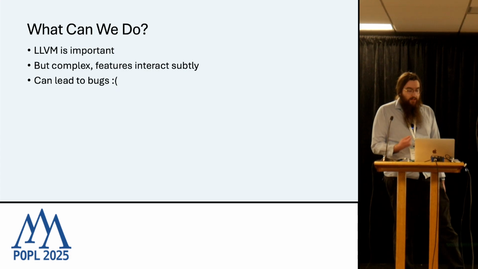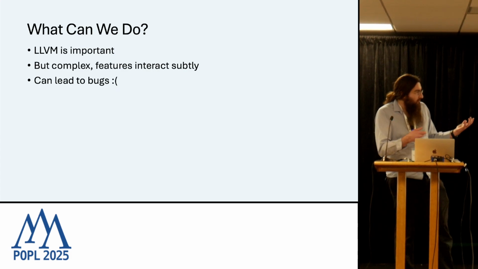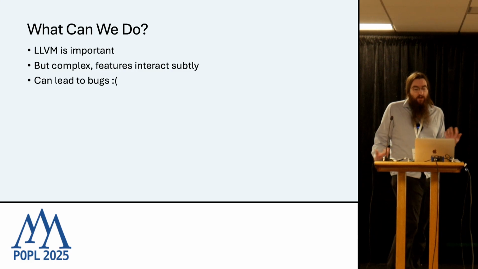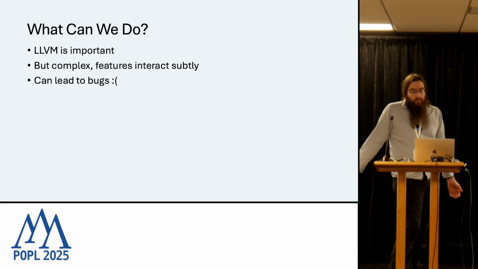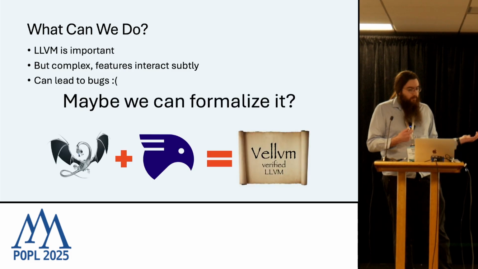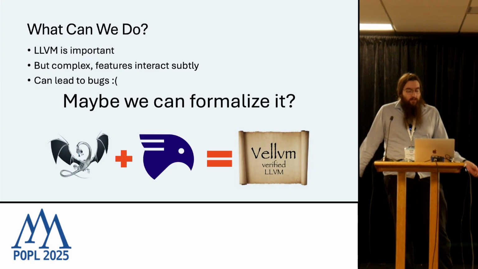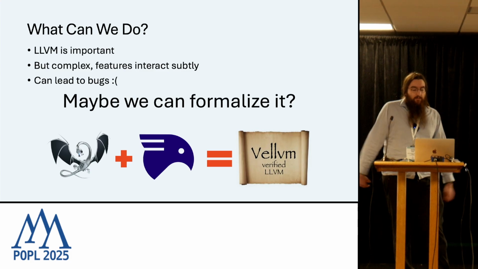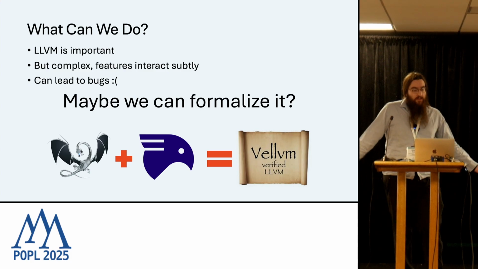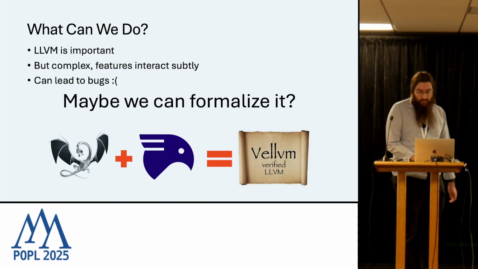LLVM is an important language used by many compilers, but it's a complex language, and subtle interactions between features can lead to miscompilations. Building a formal specification of LLVM in Rocq should help us understand all of these subtleties and provide us with a platform with which we can verify the correctness of various optimization passes. This is the goal of Vellvm.